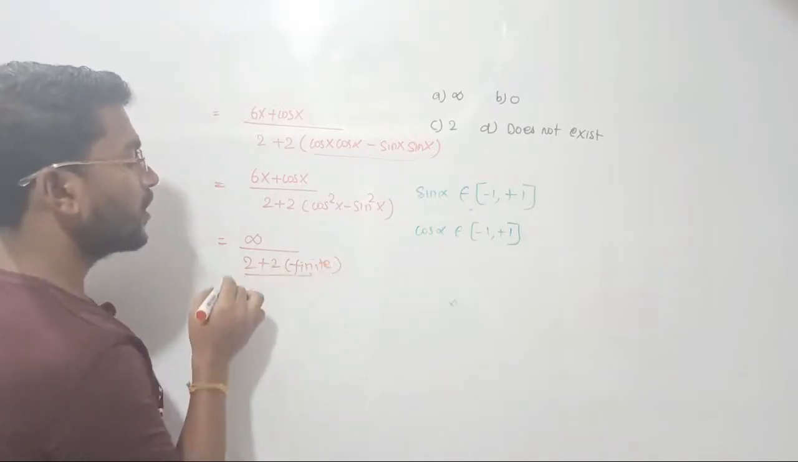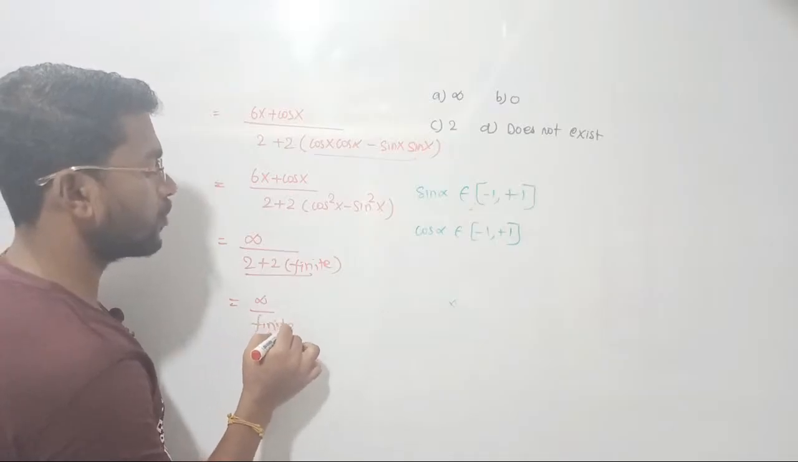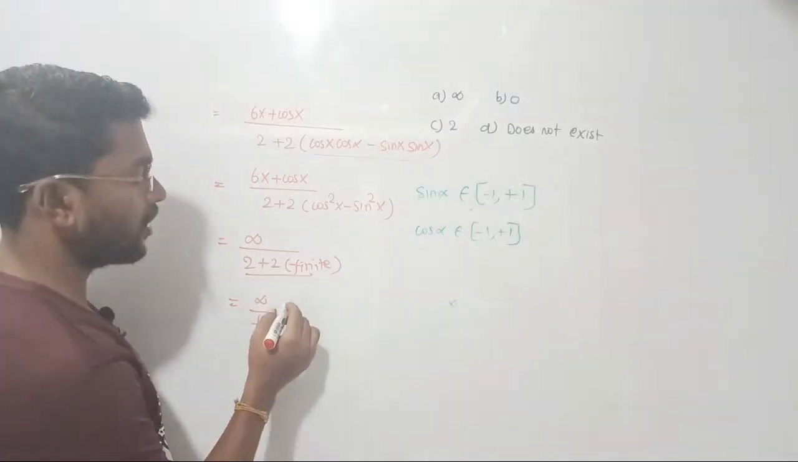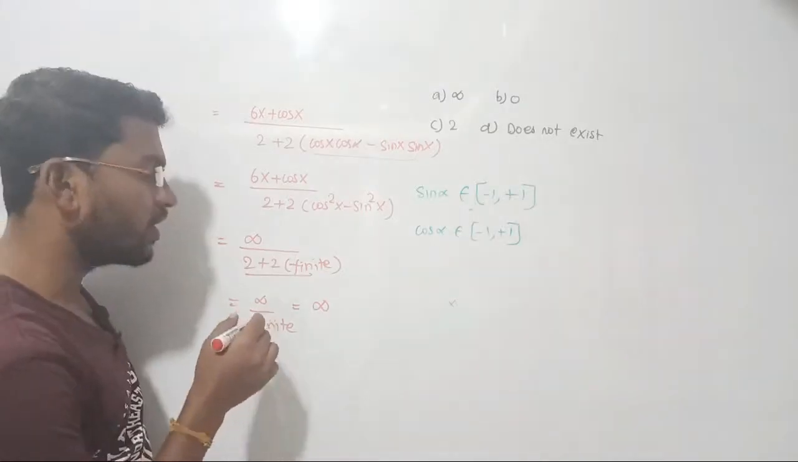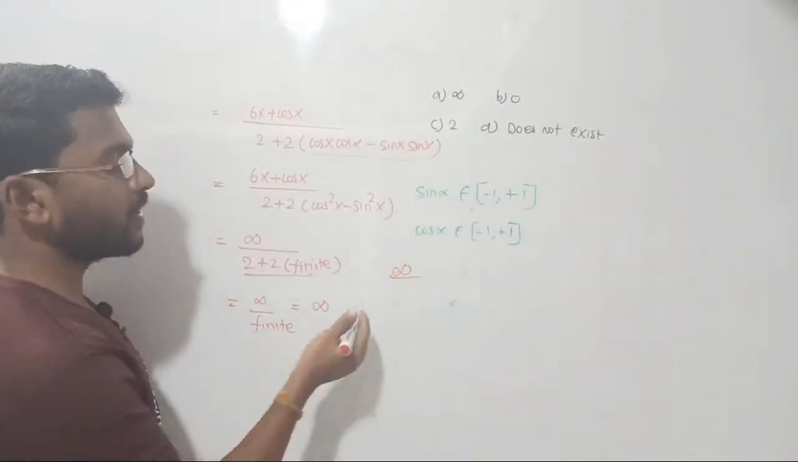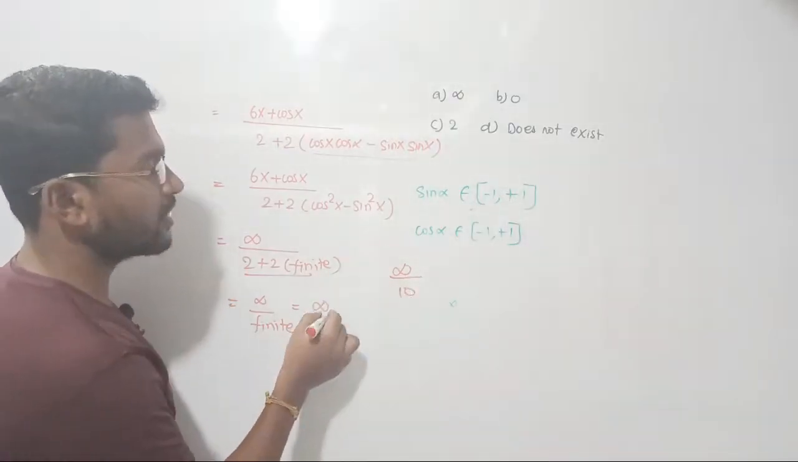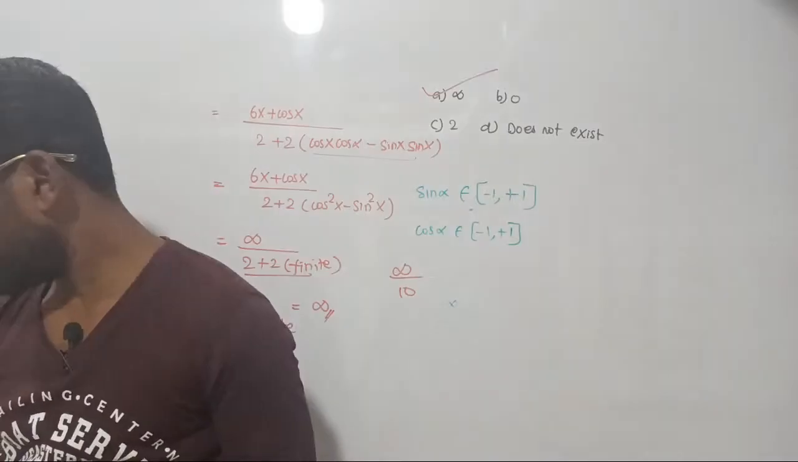Now what is the conclusion? In the denominator we have a finite value, because all are finite now. This is finite, 2 is finite, 2 is finite, such that the overall value is finite only. Infinity by finite will be infinity only. This is not an indeterminate form, that is a determinate form only. For example, infinity by a finite value, it might be 10 or 20, 100. Infinity by 10, how much? Infinity only. So the answer is infinity. Right? So the correct answer is option A.